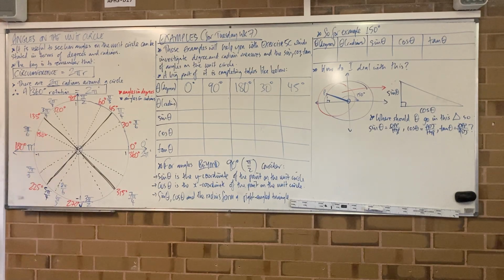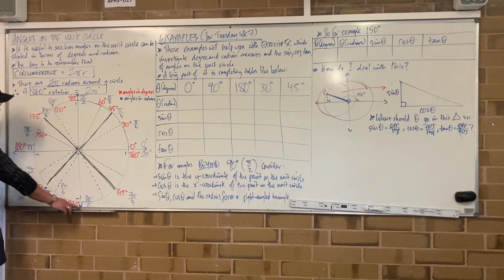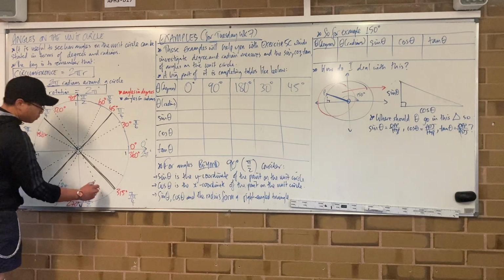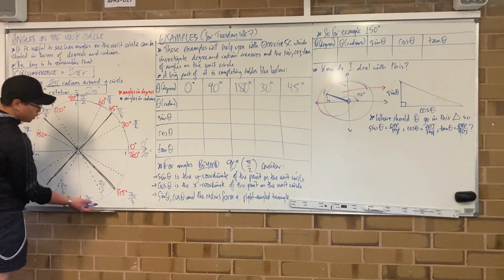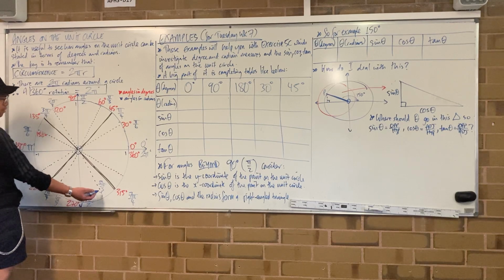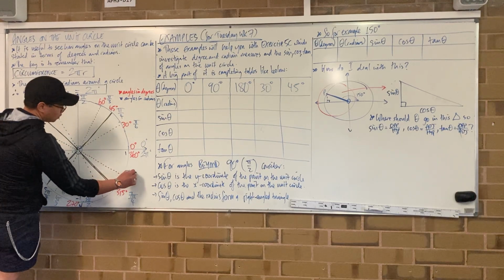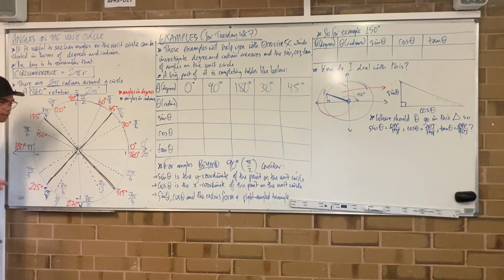I'm not going to do the degrees anymore. This should be making sense now how I would complete this. 8 pi on 6, 9 pi on 6, 10 pi on 6, which cancels down to 5 pi on 3. 11 pi on 6, 12 pi on 6, which cancels down to 2 pi. Okay?